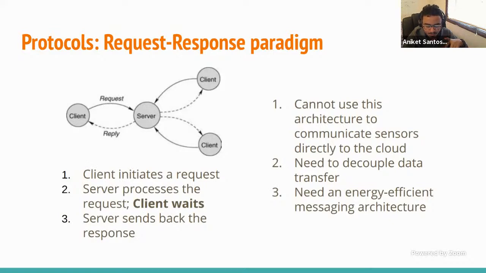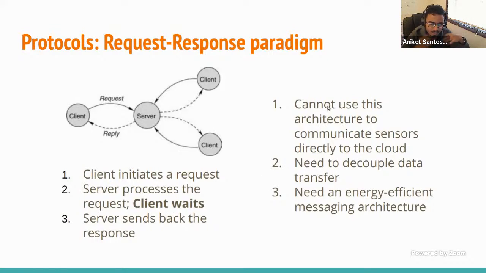So if you want to do any Google search, let's say, then you are the client here. You make a request which goes to the Google server and you obtain the response. So here the client initiates a request, then the server processes the request, and meanwhile the client waits. That's the key part here. And then the server sends back the response to the client. So if you want to search for any stuff, that's the response you get back from the server.